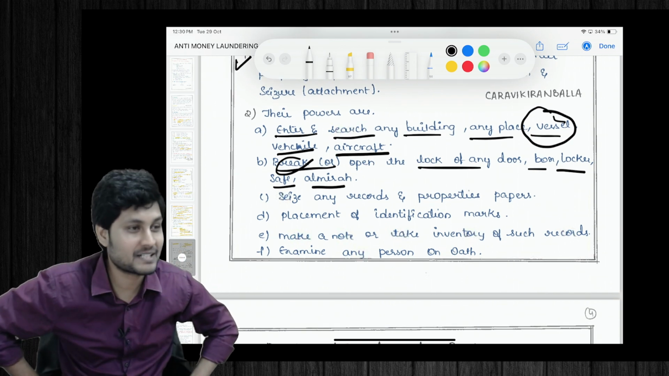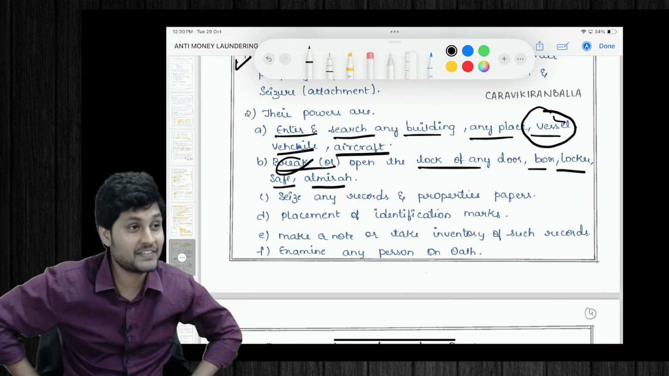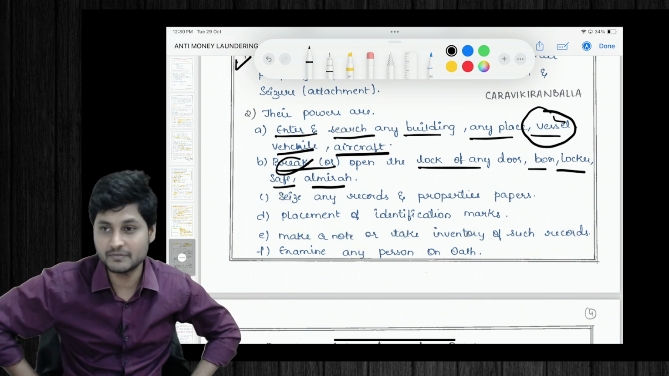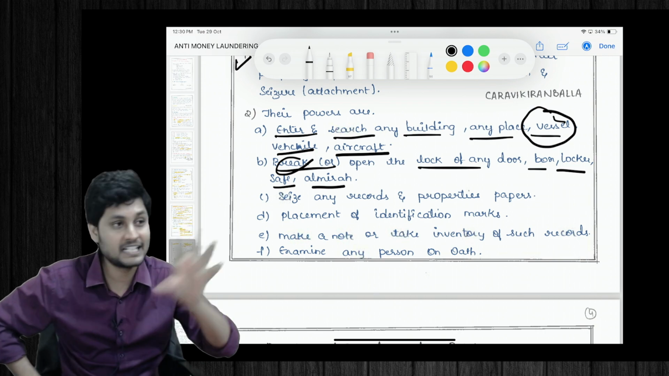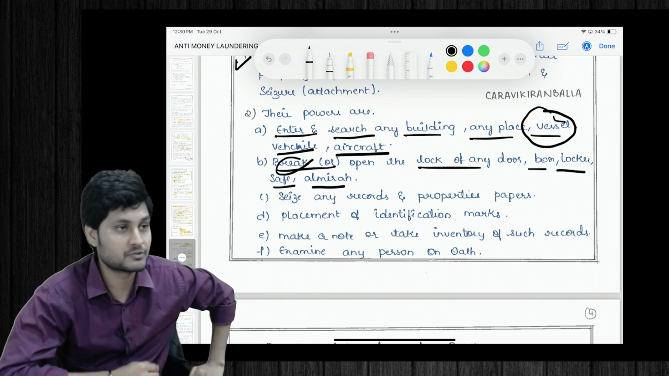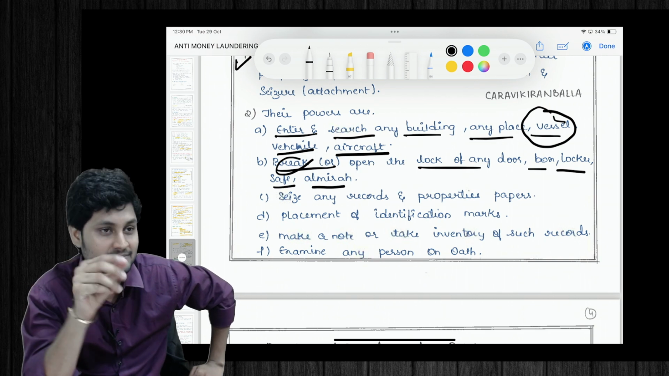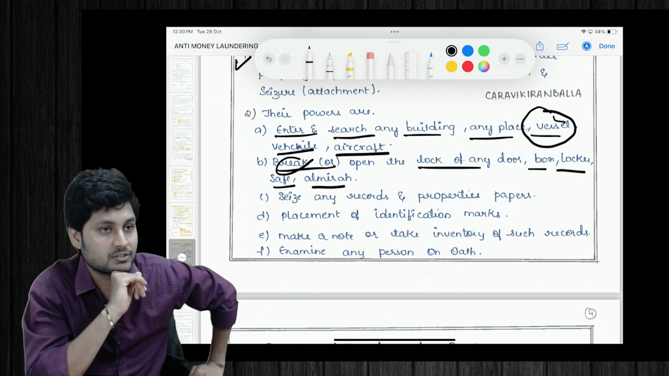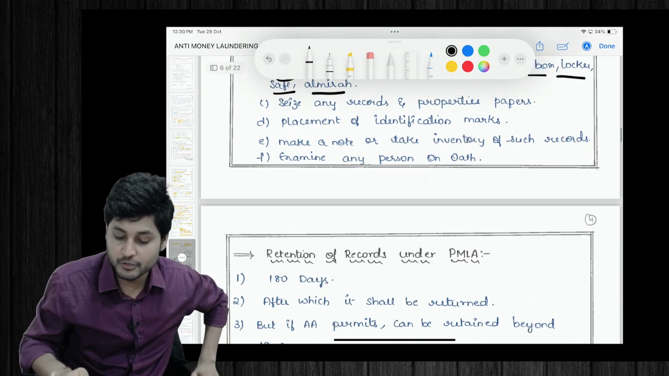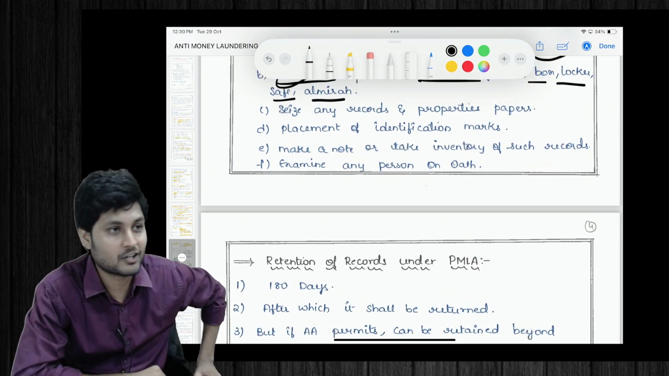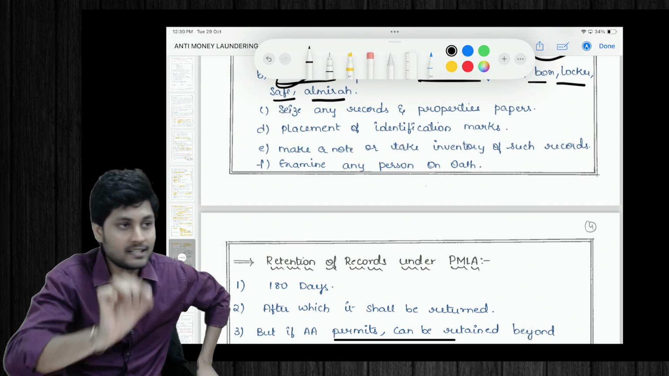Any kind of records or property papers may be seized. And the fourth point, placement of identification marks. They come to verify, right? So they verify this and that, and they keep some identification marks. Say in records, whenever they verify, if they identify some suspicious activities, some marks may be put in place for those transactions, for those records. Make a note or take inventory of such records. So they can take a note of what we verified.